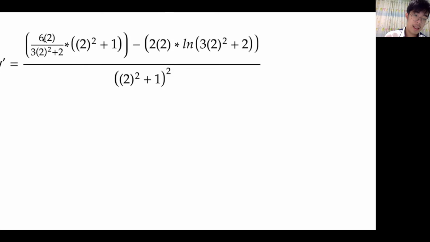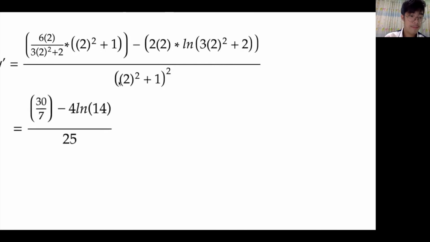So we put 6 multiplied by 2 over 3 multiplied by 2 to the power of 2 plus 2, multiplied by 2 to the power of 2 plus 1. You place them in a calculator. It becomes 30 over 7. Then 2 multiplied by 2 multiplied by ln(3 multiplied by 2 to the power of 2 plus 2). It becomes 4 ln 14, and the denominator becomes 25, as shown.